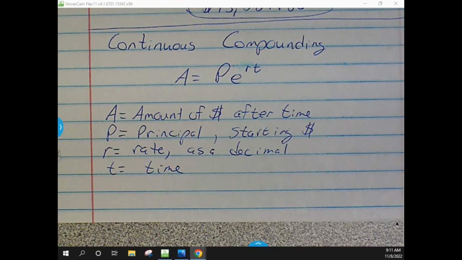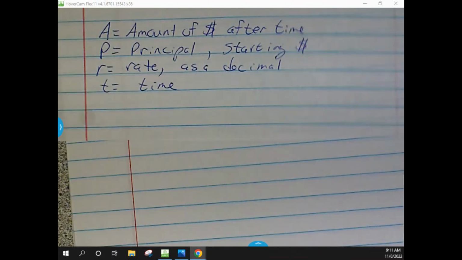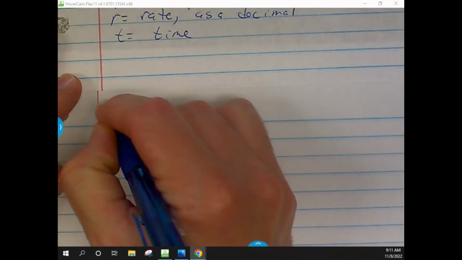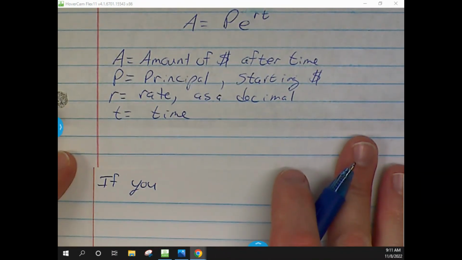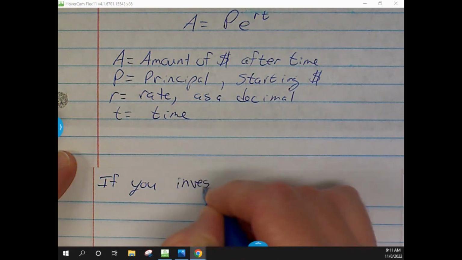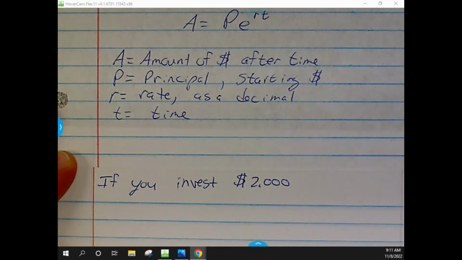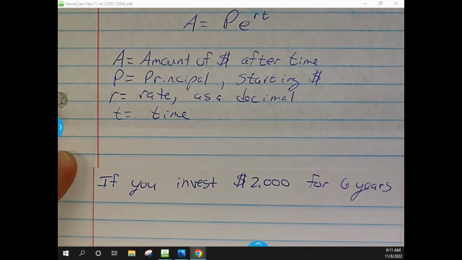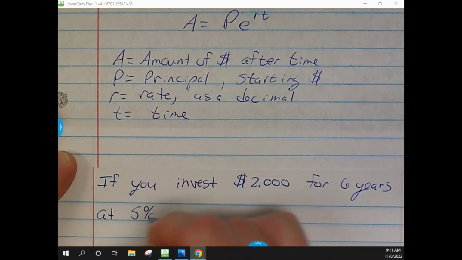All right, so for this one, let's give you some numbers so we can run through this, and we'll show you which button you're going to use on your calculator here. So let's say you invest $2,000 for 6 years at 5% interest.